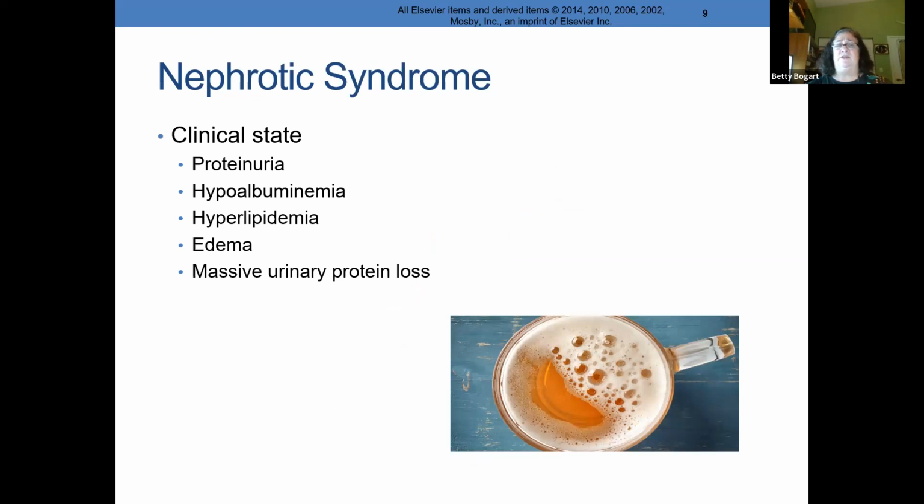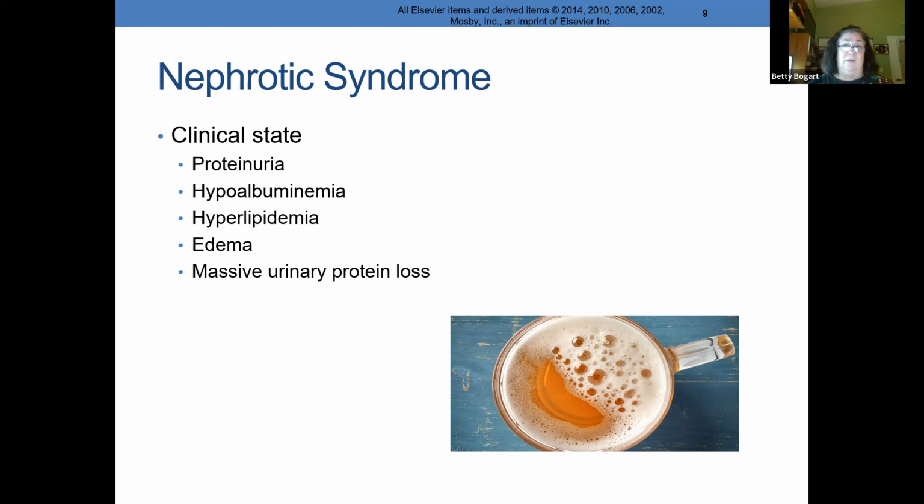Now, nephrotic syndrome is not renal failure. It has nothing to do with renal failure. Your kidneys are working, but your kidneys are spewing protein out. It doesn't like protein, whatever reason, doesn't want it, throws it out. So what do you see if your kidneys are just throwing protein out in the urine? Well, you see protein in your urine.